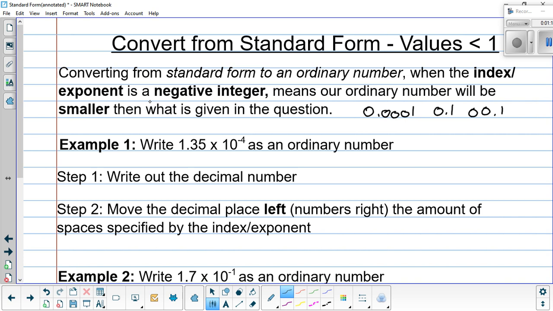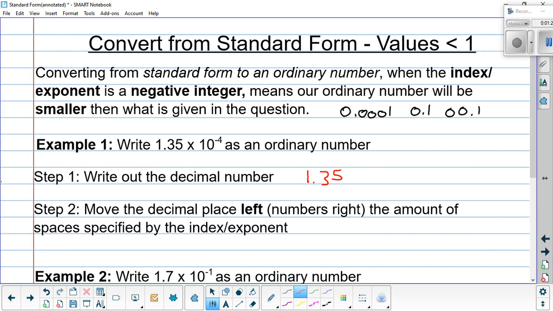Right, so write out the decimal number. Once again, we're going to write out 1.35, and this time we're moving it left. Hopefully I have enough room. I don't think I do, so I'm just going to move it over. So I have 1.35, and now I'm moving it left: 1, 2, 3, 4. I always like doing the decimal place big because it can get lost. And then we fill in the missing gaps with zeros, just like we would on the other side.